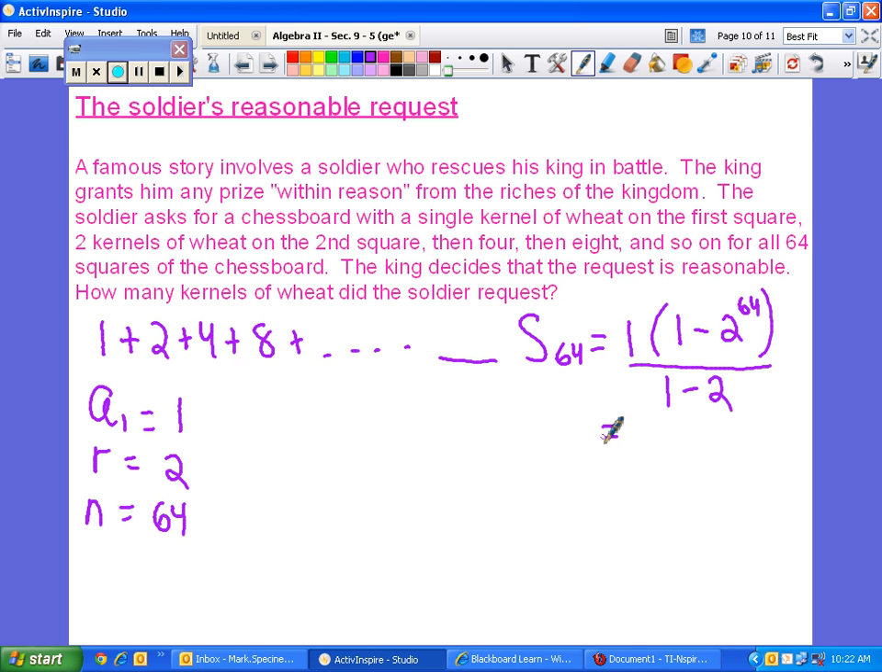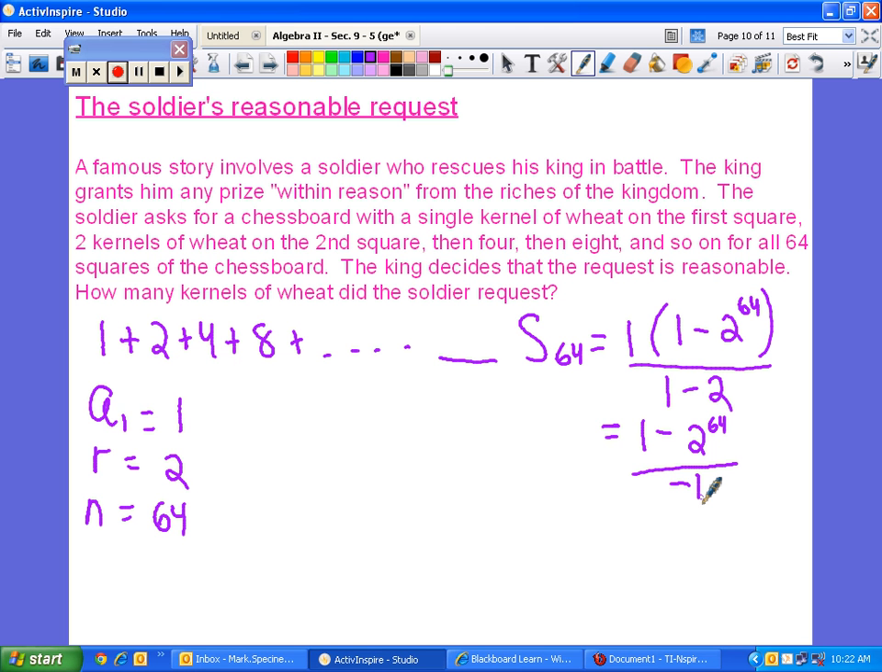What I can do is I can distribute this 1. If I distribute 1, what happens? It goes away. So I get 1 minus 2 to the 64th, 2 to the 64 divided by negative 1. Now if I want to get rid of this minus sign at the bottom, all I have to do is multiply everything by negative 1.